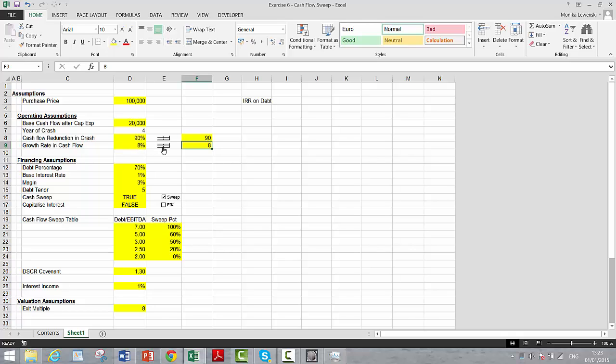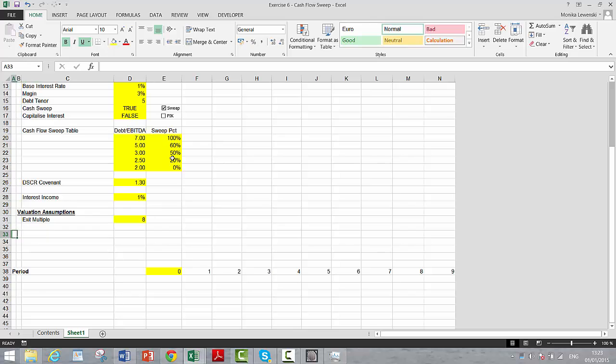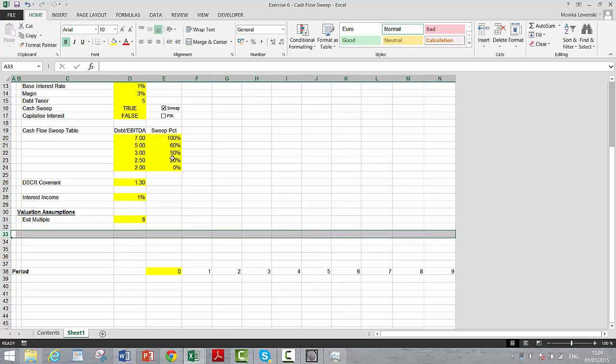And what we assumed here is that 2008 happens, or whatever the next crash is going to be, and suddenly our cash flow goes down, let's not put it all the way down 90%, but let's say by 44%. So we have to see how the cash flow sweep worked in the context of all of this. Let's get to our modeling.